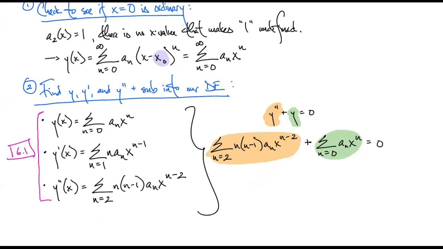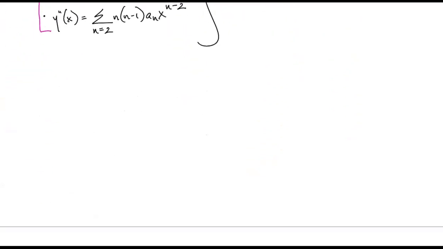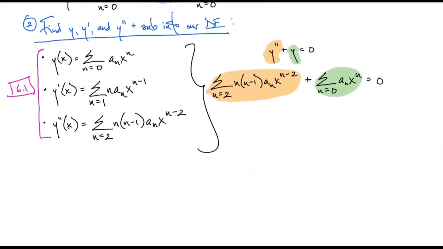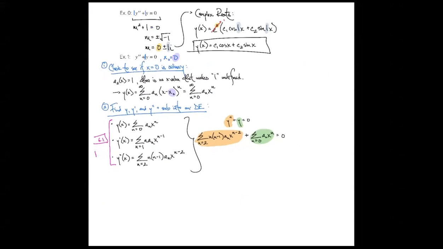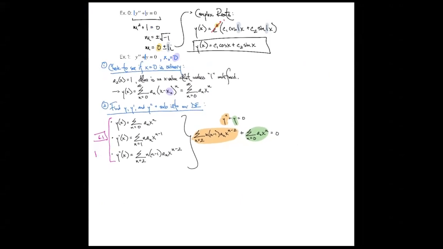All right. So we've made sure that this is an ordinary point, and because it is, it allows us to proceed in this process. We find our y prime, our y double prime, we plug them into our differential equation, okay? So far, the process is the same, even though our notation may be a little bit different than what we've seen before. All right, let's see, how much room do I have left? I am going to grab these and just shrink them a tiny, tiny bit.